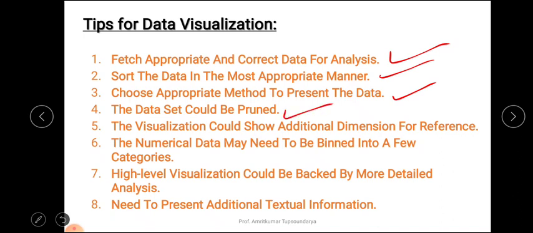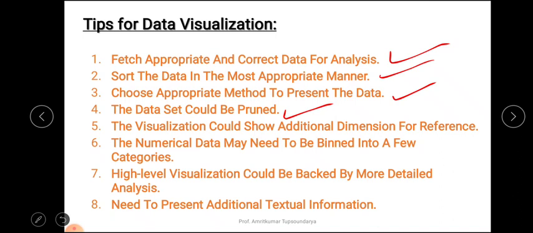The fourth tip is that the data set could be pruned. This is done to include only the more significant or more prominent elements. More data is not necessarily better unless it makes the most significant impact on the situation. I hope you agree with this, right? Even less data can be more significant, but more data, to be significant, has to make the most significant impact on the situation.